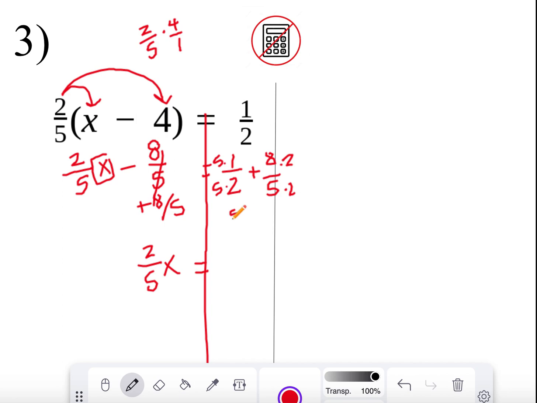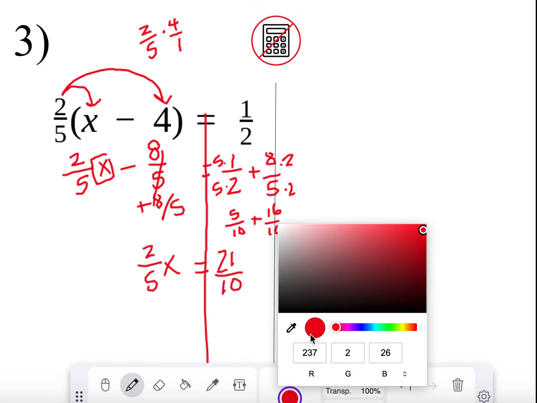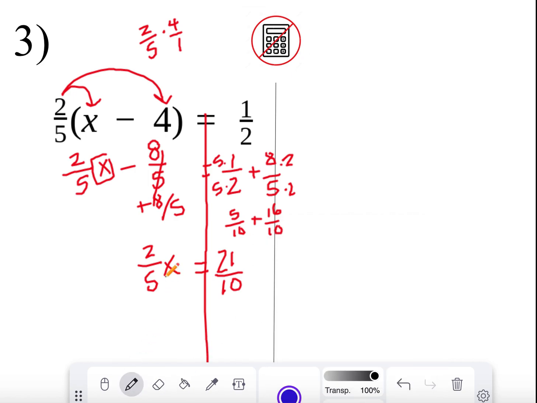So it looks like we're going to get 5/10 plus 16/10, which will ultimately give us 21/10. So I'm just going to pull that down here as 21/10. Okay, you probably can guess what the next step is going to be. I know you know what the next step is going to be.